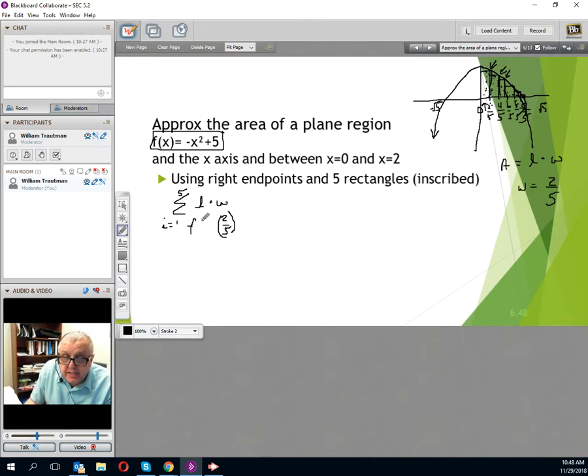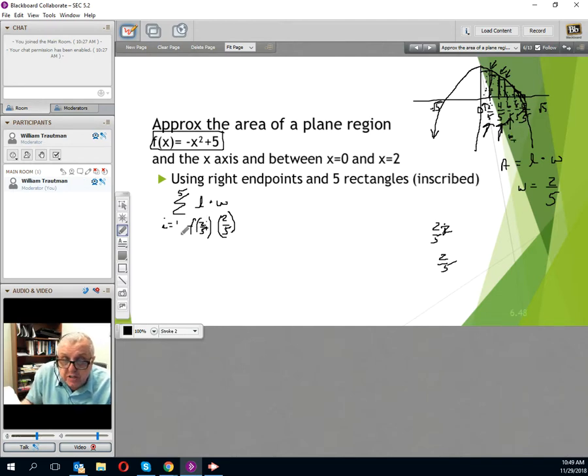We're going to plug in 2/5 for the first function and find the length. But how do I do the second, 4/5? So it's 2/5 times i. Do you see? It's 2/5 times i. If i equals 1, then I get 2/5, this spot here. If i equals 2, I get 4/5, this spot here. If i equals 3, then it's the third rectangle, 6/5, and so on and so on.